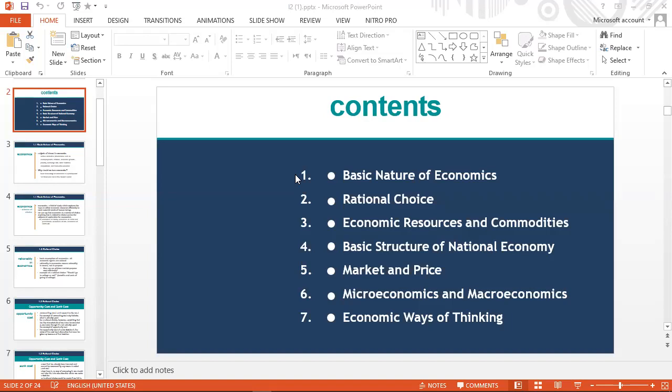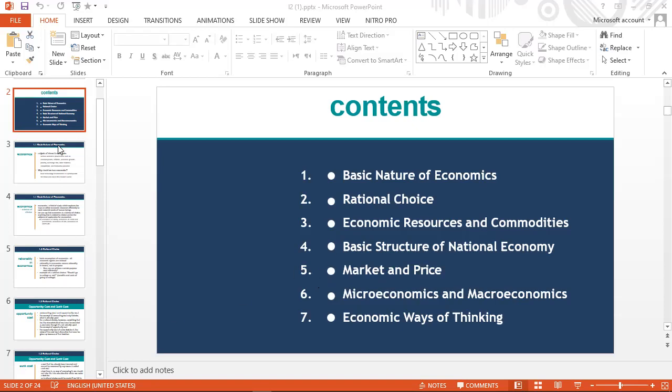This is the first section of our interesting subject of advanced macroeconomics, and today we will revise some concepts. First concept is the nature of economics and the rational choice, economic resources and the economic commodities, and the difference between economic resources and the free resources, basic structure of national economy, market, and how to determine the price of the market, and the difference between microeconomics and macroeconomics, and the economic ways of thinking.